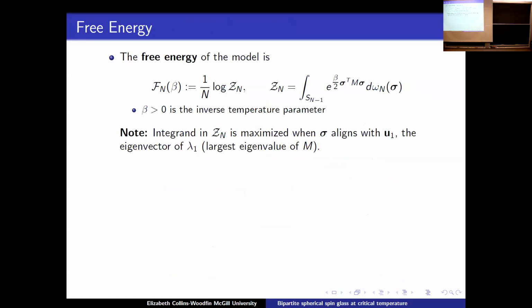What we're going to be focusing on today is the free energy of this model. And so the free energy is what we get when we do the exponential of the Hamiltonian that we were talking about before. We multiply it by this parameter beta, which is called the inverse temperature. And then we take the integral of that, and we take the log of the integral. So this is a kind of setup that happens in a lot of physics models. One key thing to note here is that this integrand is going to be maximized if sigma aligns with what I'm going to call U1, which is the leading eigenvector of the matrix M.